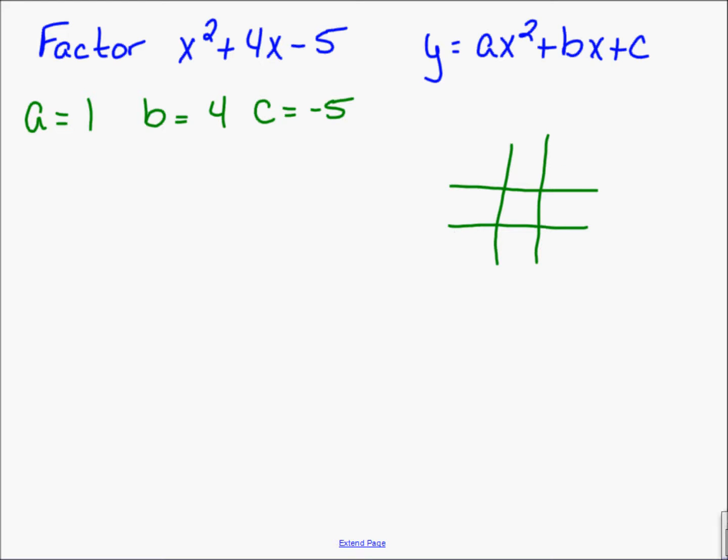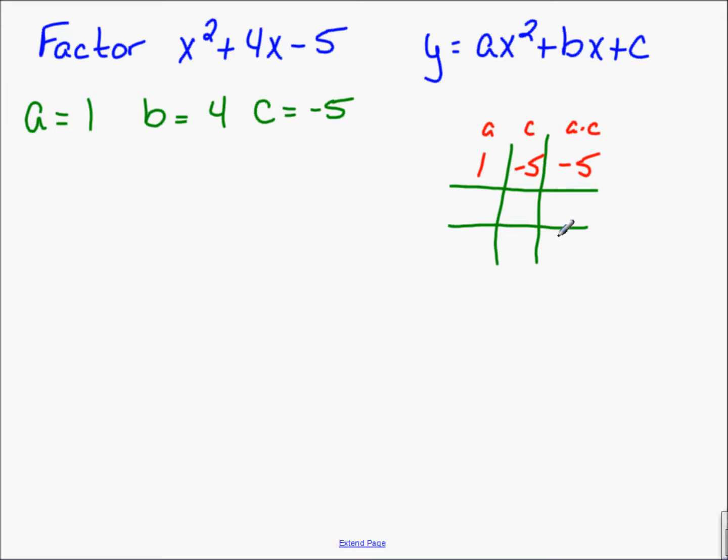In this corner here, we're going to put what a is, and in this case it's 1. In the next box, we're going to put what c is, and c is negative 5. And then in this last box, we're going to put what a times c is, and a times c is negative 5. So what we did was we put in a, c, and then over here is a times c.